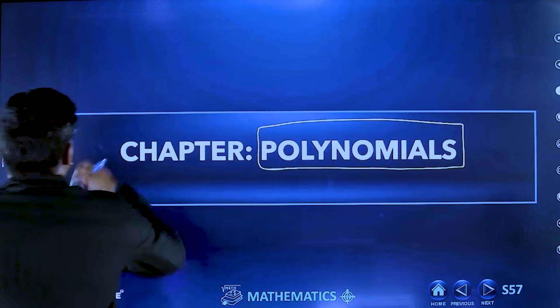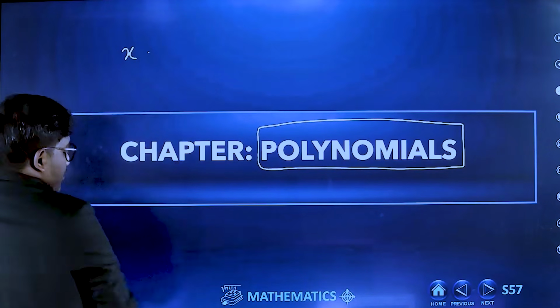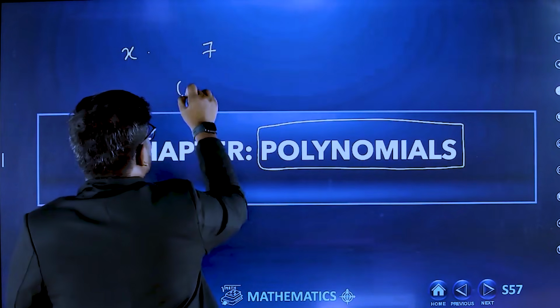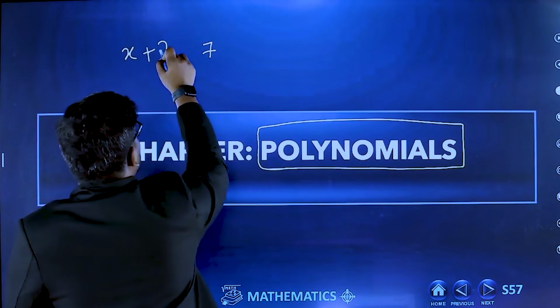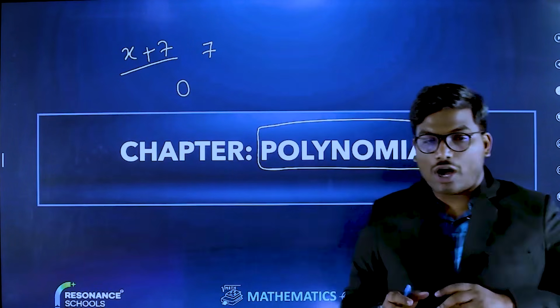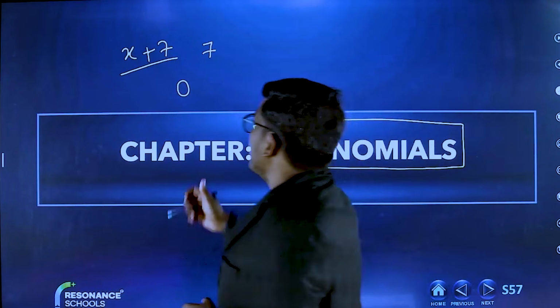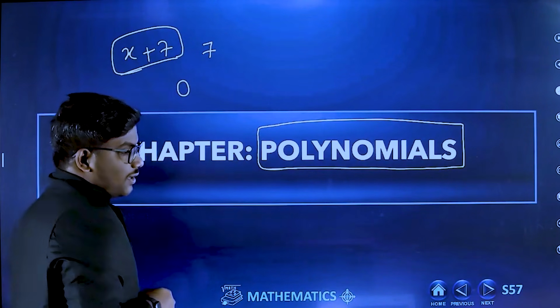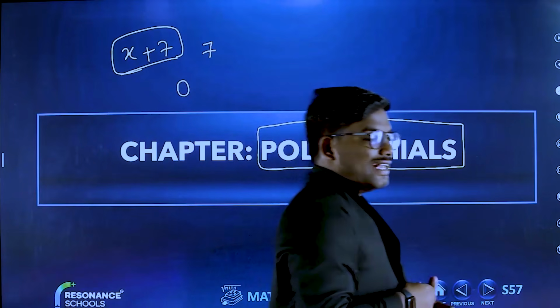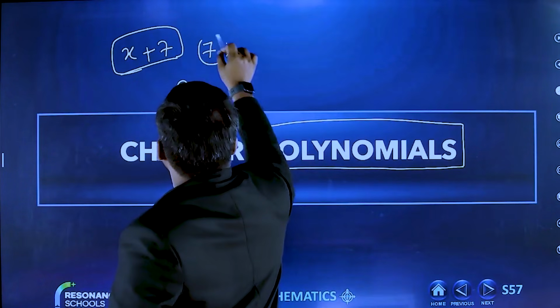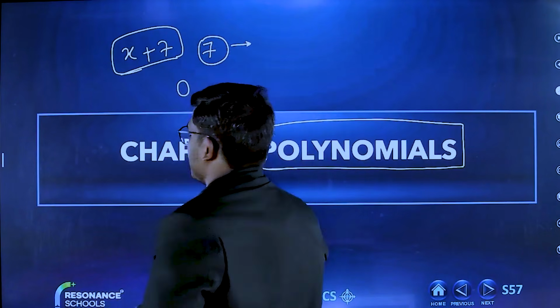Say for instance, x is a term, 7 is also a term, 0 is also a term. So x plus 7 is a combination of a few terms. Now x plus 7 could be defined as an expression, more particularly an algebraic expression. If it was just 7, it would have become a numerical expression.